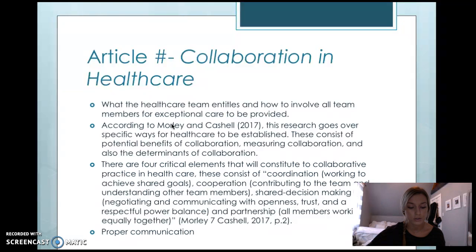This article also focused on how important it is to have effective communication within your teams. According to Morley and Cashel, to seem competent in collaboration, you should be able to engage in effective formal and informal communication, including negotiation and conflict resolution skills, the ability to use a language of respect and dignity, and knowing what terminology and communication approaches to use within different professions.